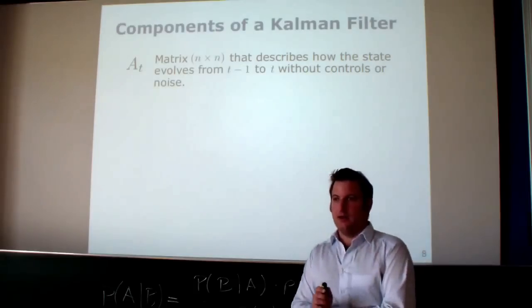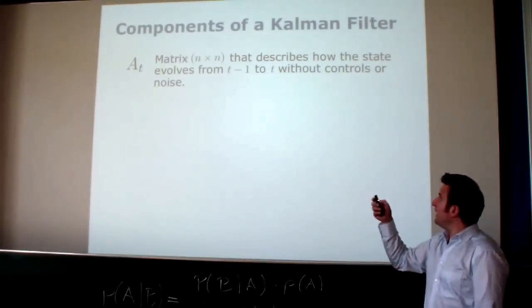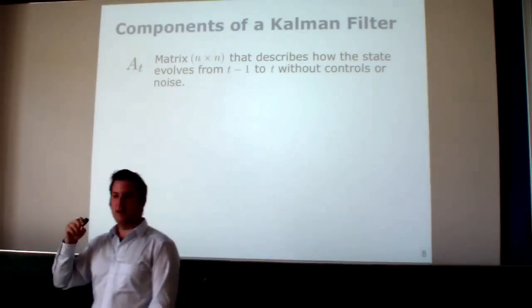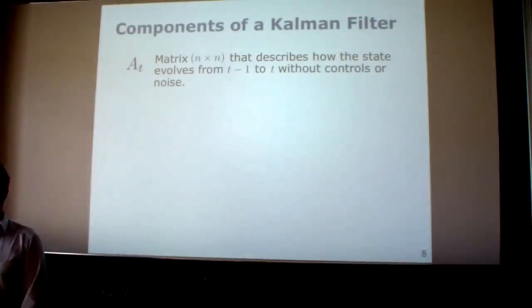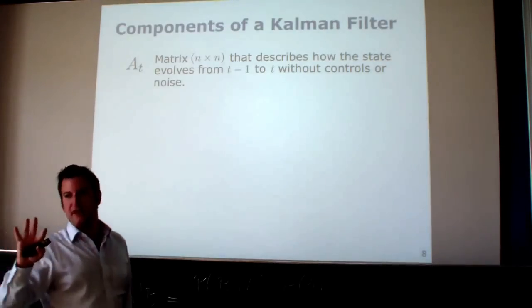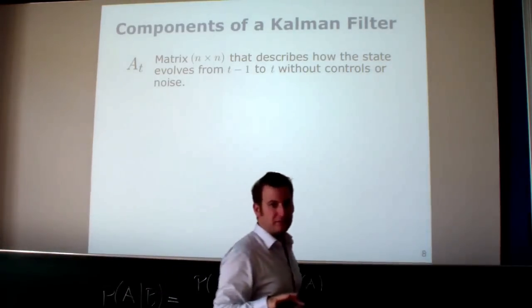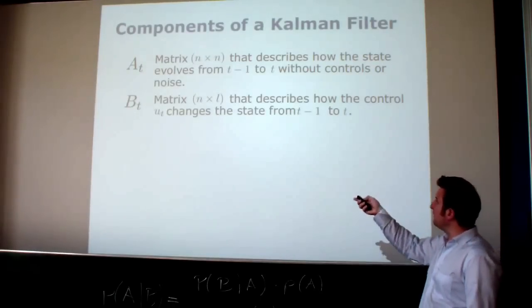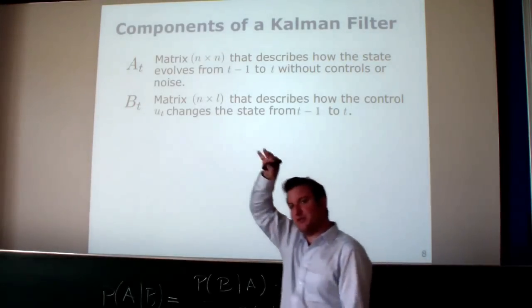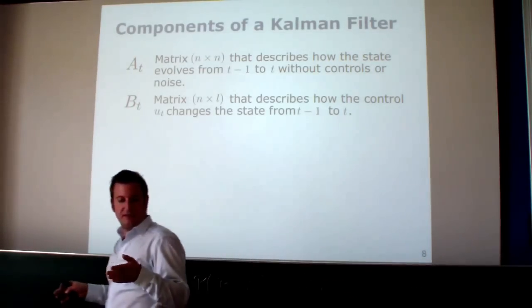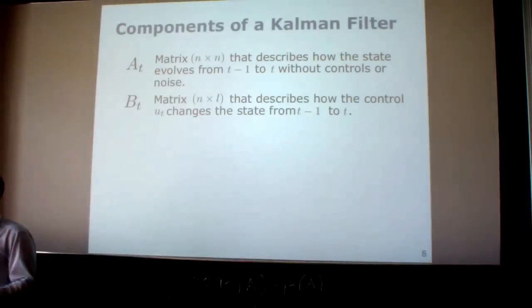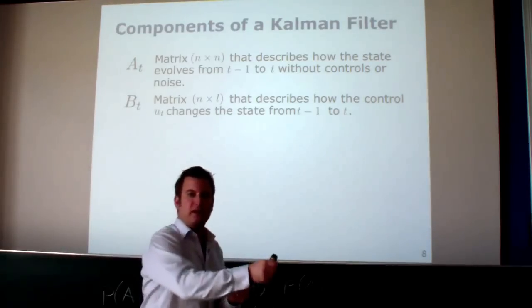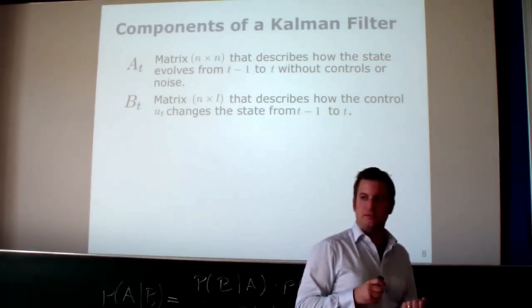Okay. So just to review them, we had that matrix A that describes how the state evolves without controls or noise. Typically the identity matrix in a lot of cases. Not every time, but quite often. The second thing was this matrix B, which is an n times L matrix, where n is the dimensionality of the state vector and L is the dimensionality of your control vector, which tells you how executing a specific control changes the state of the system.